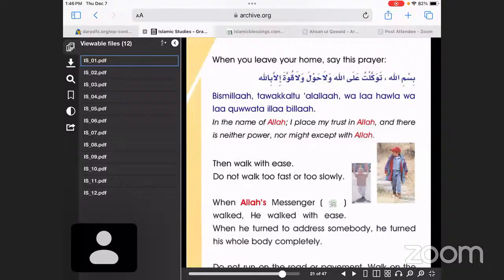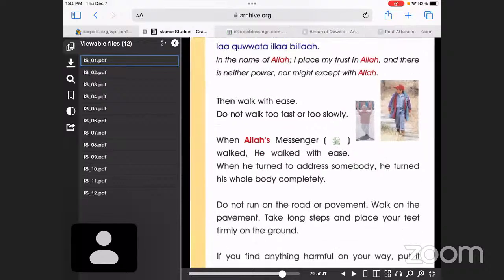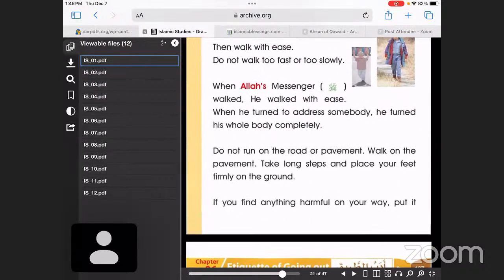When Allah's Messenger Prophet Sallallahu Alaihi Wasallam walked, he walked with ease. When he turned to address somebody, he turned his whole body completely. Do not run on the road or pavement. Walk on the pavement. Take long steps and place your feet firmly on the ground.